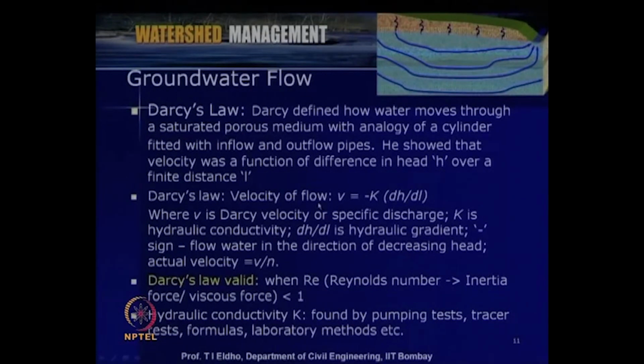Darcy's law says the velocity of flow V is equal to minus k dH by dl, where V is the so-called Darcy's velocity or specific discharge, k is the hydraulic conductivity, and dH by dl is the hydraulic gradient. The minus sign indicates the flow of water is in the direction of decreasing head, and once we find the Darcy's velocity, we can find the actual velocity by dividing Darcy's velocity by the porosity. This is one of the most important laws as far as groundwater is concerned, and based upon it all the further theories on groundwater flow movements and transport processes were put forward later. So, Darcy's law is very important.